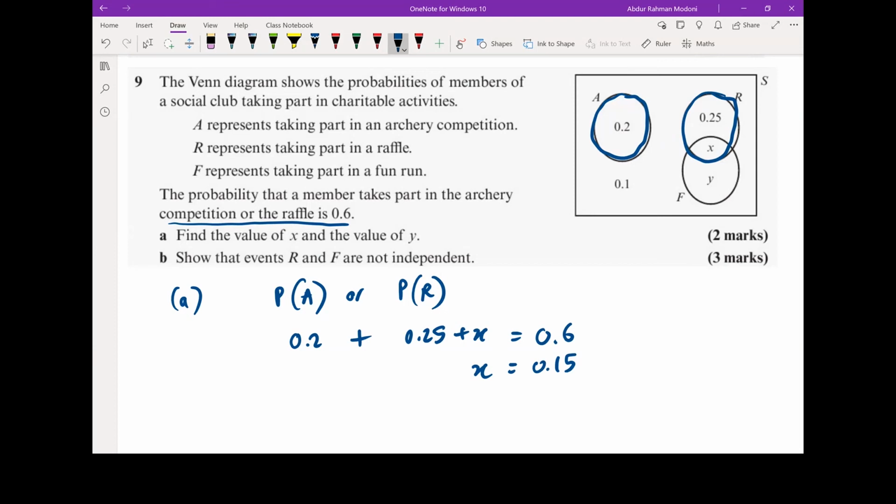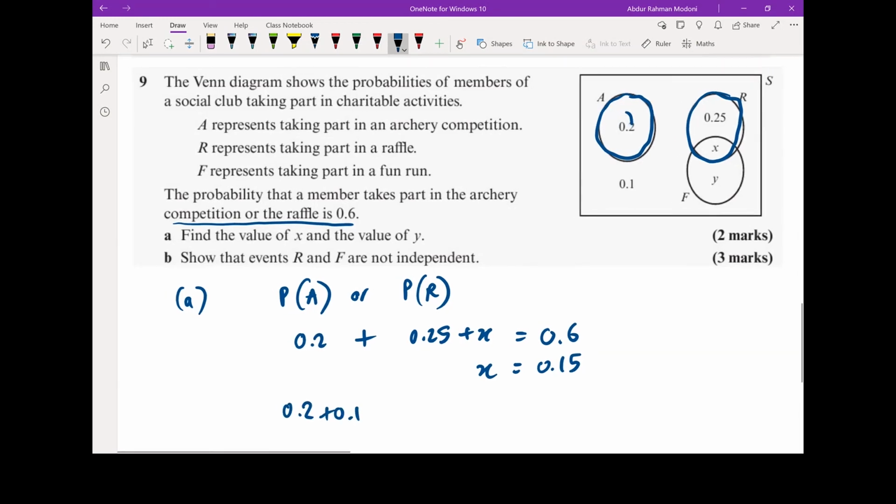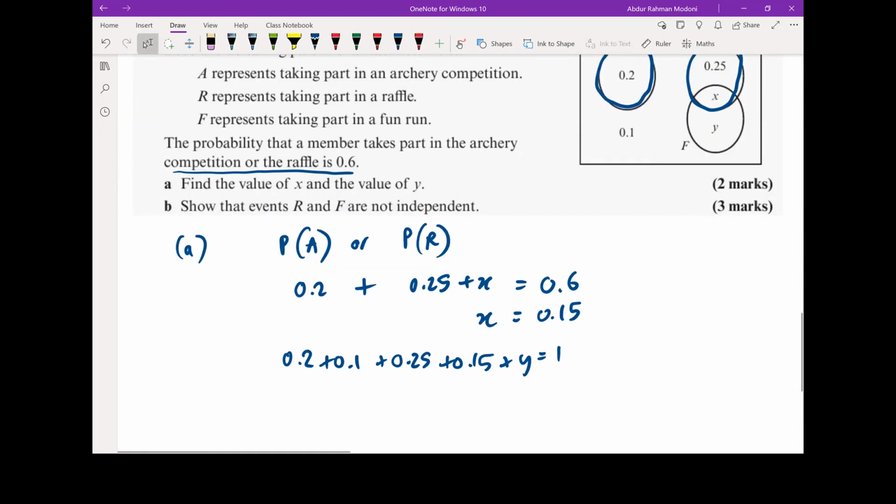We then need to work out the value of Y. Since we now have X, we have every probability for this whole sample space apart from Y, which is the unknown. If we add everything up, it must equal 1. So 0.2 plus 0.1 plus 0.25 plus X, which is 0.15, plus Y must equal 1. From there we can work out that Y is 0.3.